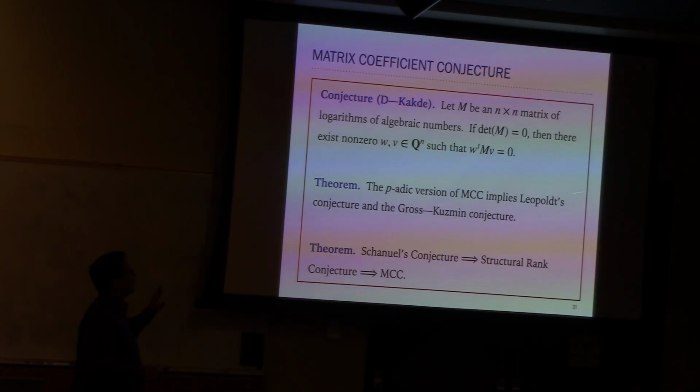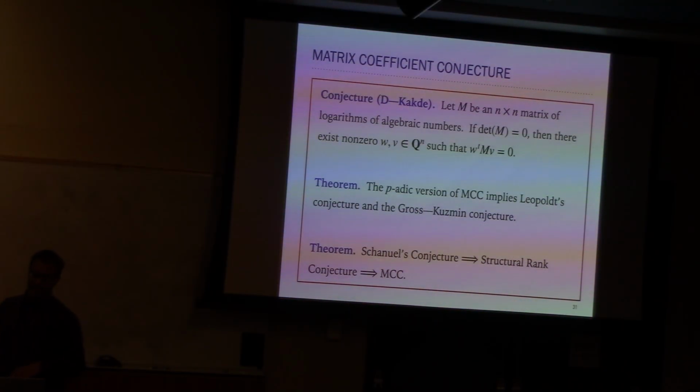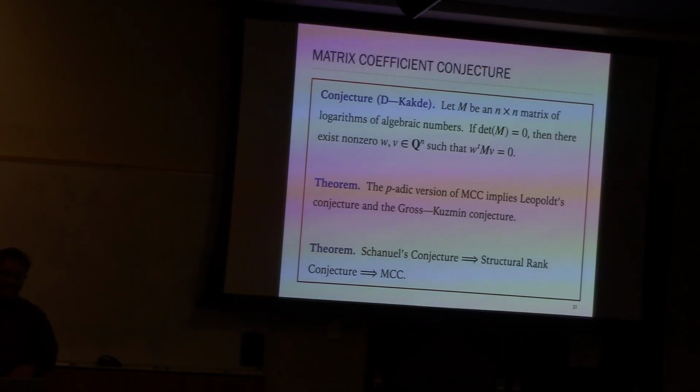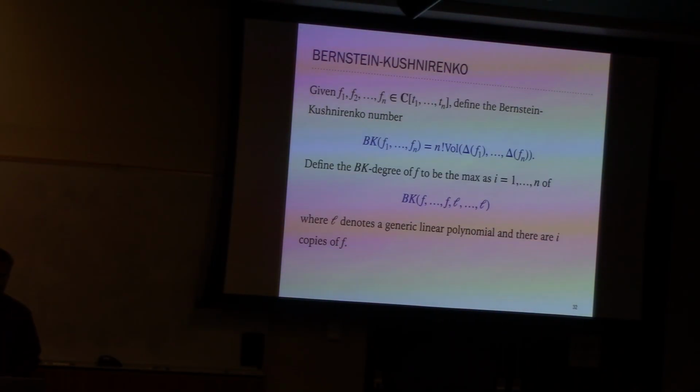But it's strong enough to imply Leopoldt's conjecture, the p-adic version, right? So this M is the matrix of p-adic logarithms of algebraic numbers. You can state a conjecture like this, that the p-adic version implies Leopoldt's conjecture, and the conjecture that I'm really interested in is called the Gross-Kuz'min conjecture. All right, so I'm basically out of time. Let's go a couple minutes over if that's okay.